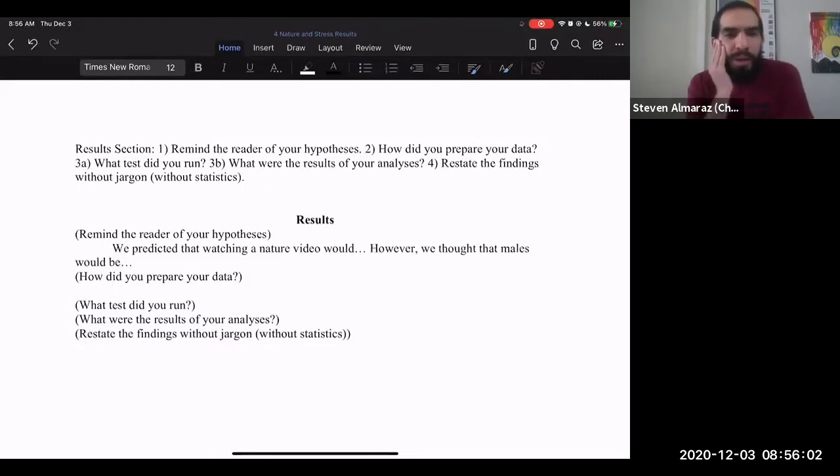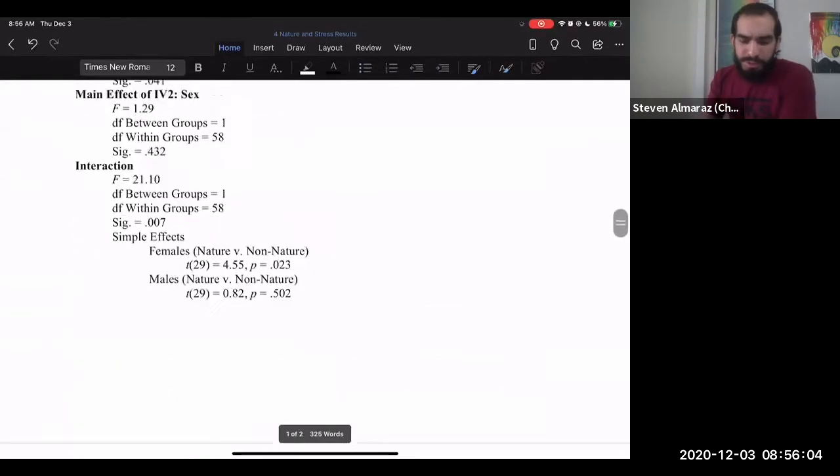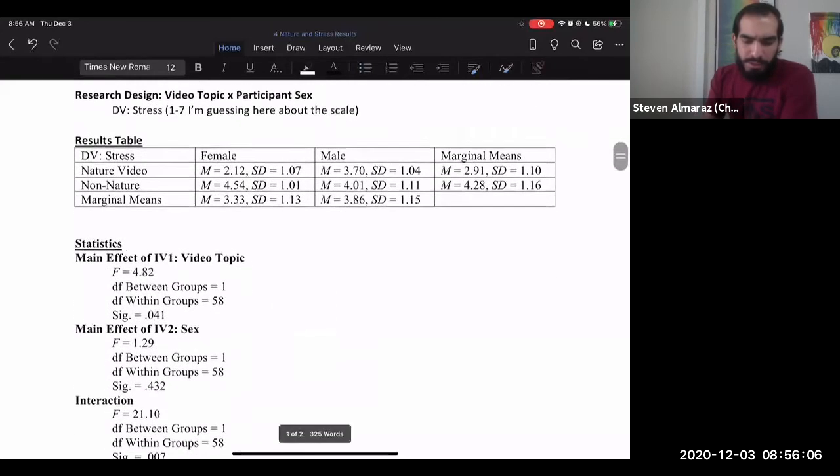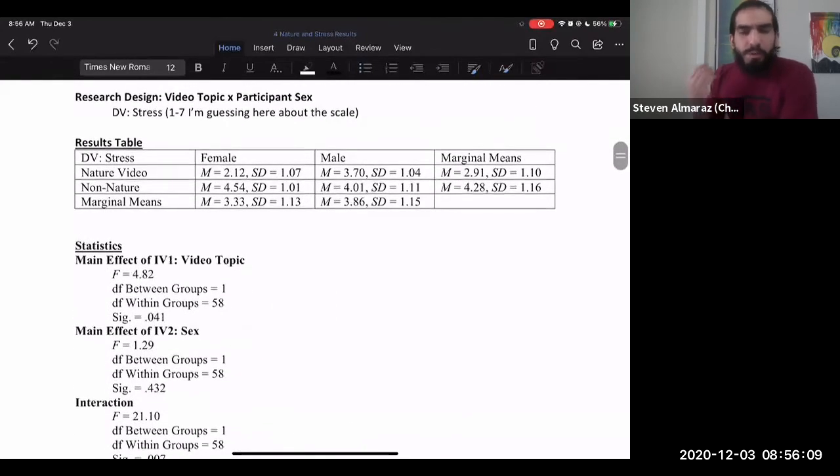How did you prepare your data? How did you prepare your data? Okay. So what we have to do here is think about what their data was, all right? What did they get from each person? So let's say a participant came in. Let's call them participant one. Participant one came in and what did they do? They either watched a nature video or they watched a non-nature video. So let's say participant one watches a nature video.